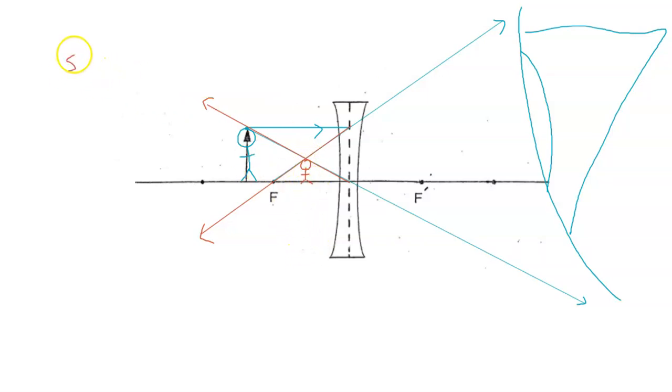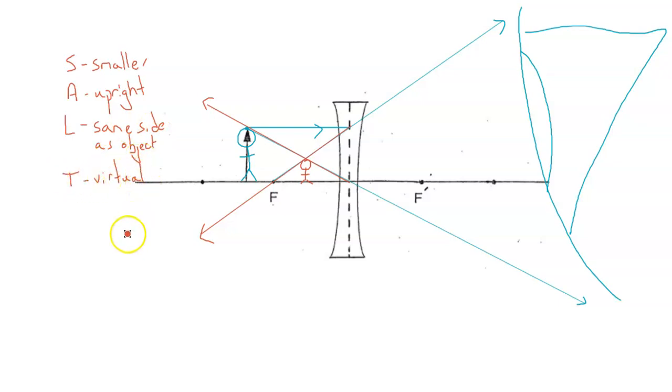So if we describe that, the size is going to be smaller. Attitude, upright. The location, I'm going to say same side as object. And the type will be virtual. And just like our diverging mirror, a diverging lens will give you the same properties for your image, regardless of where you place the object.